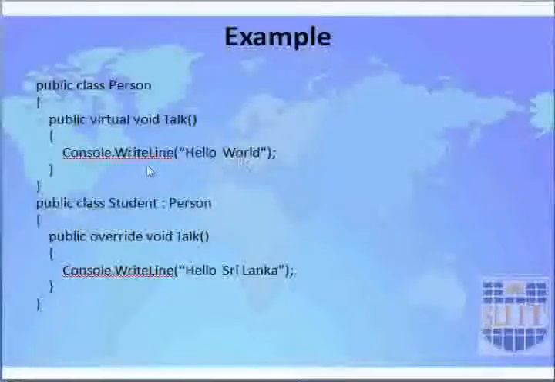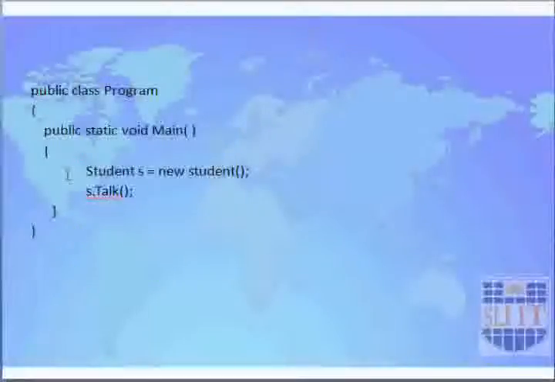These classes inherit the person class. The student class has a talk method, and the talk method has an override modifier. The override modifier allows a method to override the virtual method of its base class at runtime. The override will happen only if the class is referenced through a base class reference. Overriding methods must have the same signature, name, and parameters as the virtual base class method it is overriding.